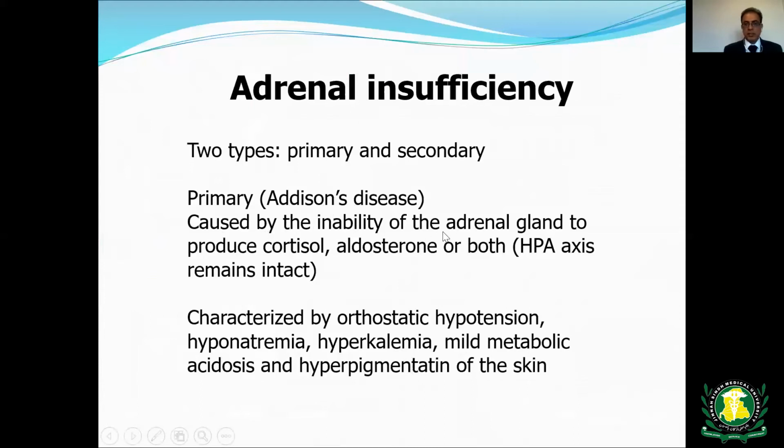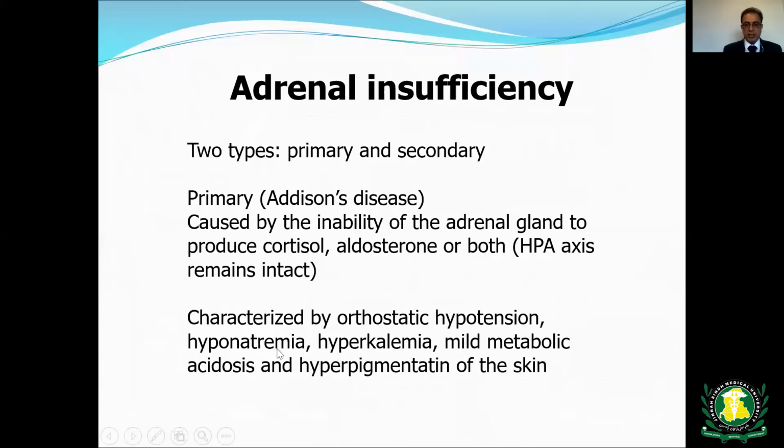It is caused by the inability of the adrenal gland to produce cortisol, aldosterone, or both. The hypothalamic pituitary axis remains intact in this situation, and it's characterized by orthostatic hypotension, hyponatremia, hyperkalemia, mild metabolic acidosis, and hyperpigmentation of the skin. I don't know whether you remember from your physiology knowledge, if the gland is affected, you will have more ACTH, and ACTH stimulates melanocyte stimulating hormone, and the patient has high pigmentation in the skin.